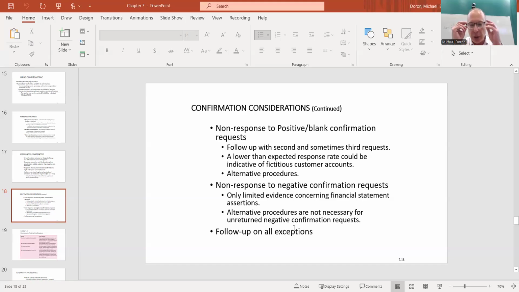Okay, and then they say follow up on all exceptions. So whenever a customer writes back to you that's incorrect, the balance is actually 1,000, not 2,000, whenever you get one of those back, obviously you need to follow up on that and correct the discrepancy.